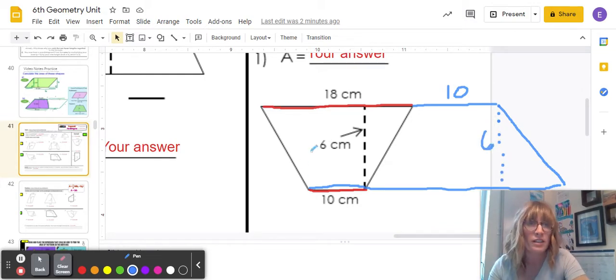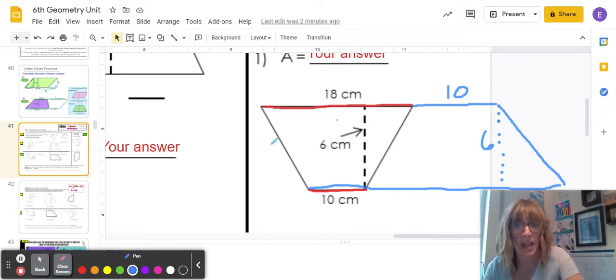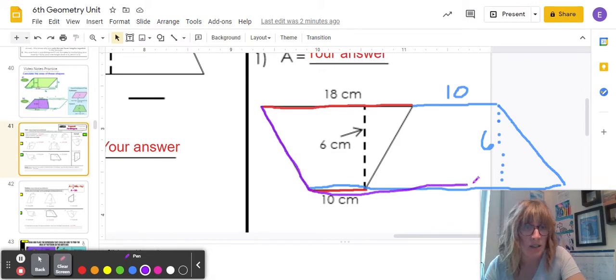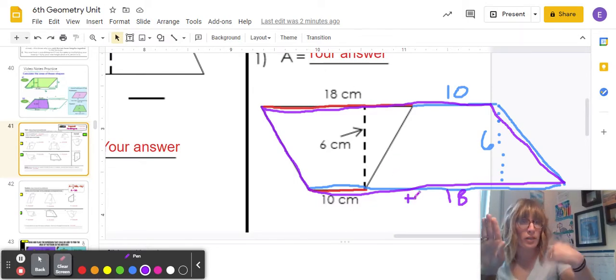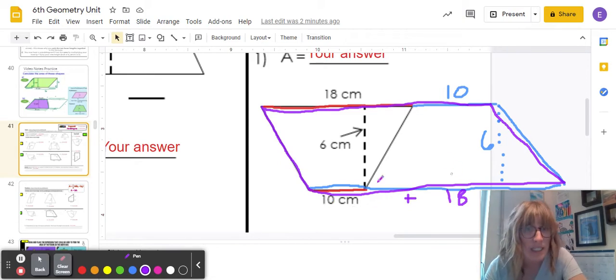So this trapezoid, we've doubled it and flipped it, and now we have created this parallelogram here. And to find the area of the parallelogram, we know that we're going to do base times height. Well, our base has become bigger than just 10 and bigger than just 18. It's both of them together as we've created this parallelogram. So 10 plus 18 gets us 28.